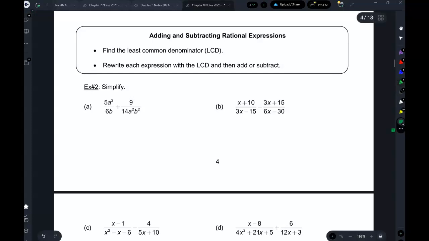Awesome. Okay, so how do we add and subtract rational expressions? Well, first you want to find the least common denominator, which we just learned how to do. That's the LCM. And then we want to rewrite it with the LCD. So basically just make a common denominator. All right, let's do it.